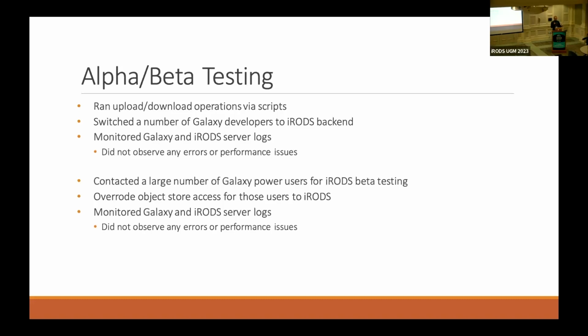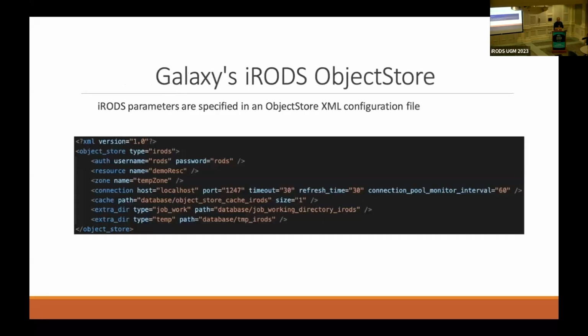Like we sent an email to the top 50 users who run jobs extensively and asked them if they're willing to be beta testers for us, and they did that, and we switched them to iRODS, and we didn't observe any errors or performance issues. So it's basically in prod right now.